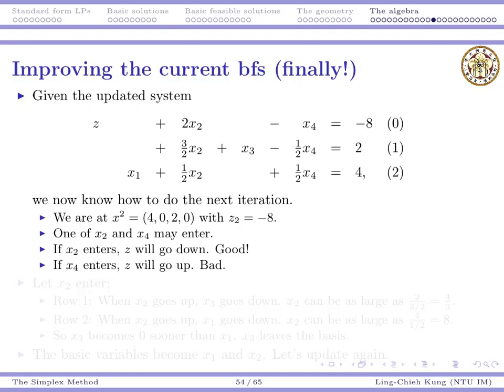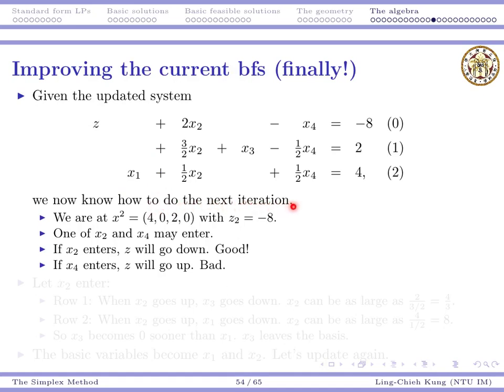Okay, so in the previous video, we get this new updated system. Okay, in some sense, this is still the same system. What's different is that now we keep our basic columns satisfying our requirements. Okay, why do we want to do that will be clear here. The key is that we want to know how to do the next iteration.